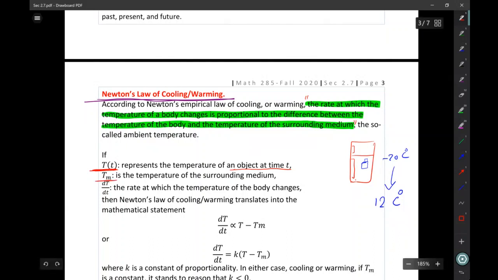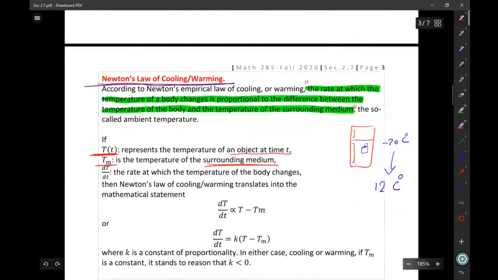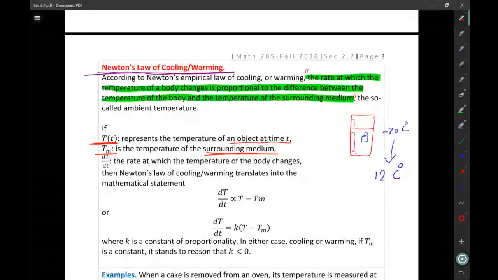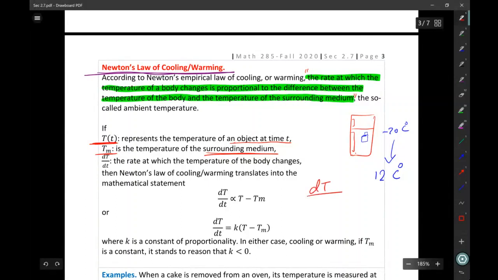Tm is the temperature of the surrounding medium, like the room in my example. Now, T represents the temperature of the body or the object at any time t. When we differentiate capital T with respect to small t, what does this mean? In Calculus 1, dT by dt, what does this mean here in this problem? We are differentiating capital T with respect to the small t.